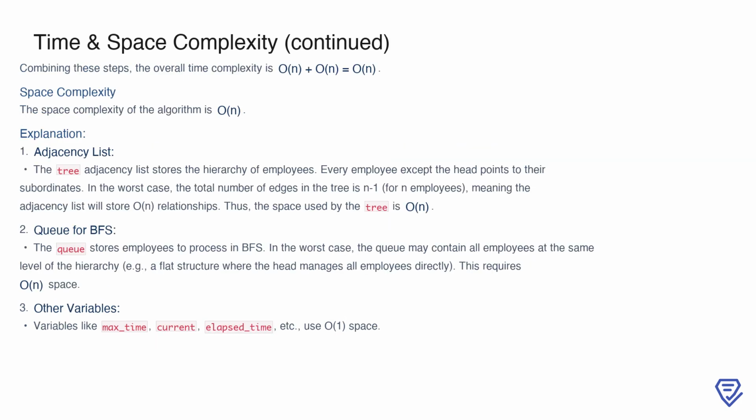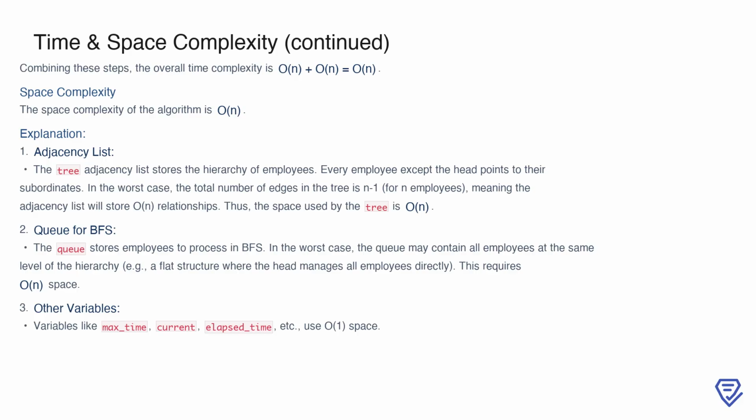Combining the steps we just discussed, we see that the overall time complexity is O(n) for constructing the hierarchy, O(n) for BFS traversal, and O(n) for calculating the maximum time, which simplifies to O(n). Now, let's examine the space complexity, which is also O(n). The primary contributor to space usage is the adjacency list, which we use to represent the hierarchy of employees. In the worst case, the tree contains n-1 edges, meaning the adjacency list stores O(n) relationships.